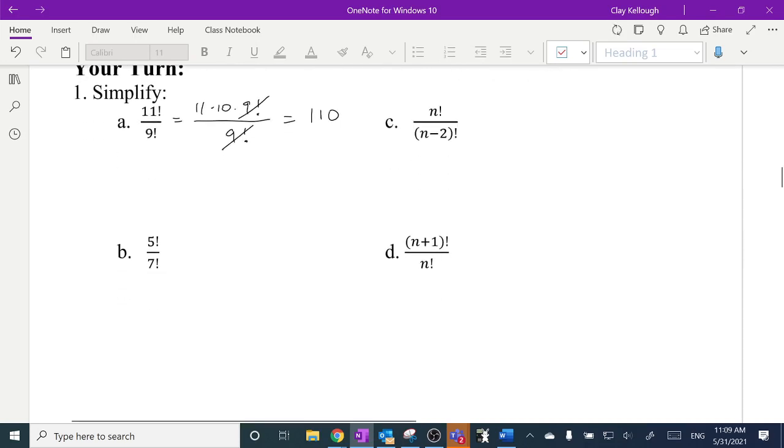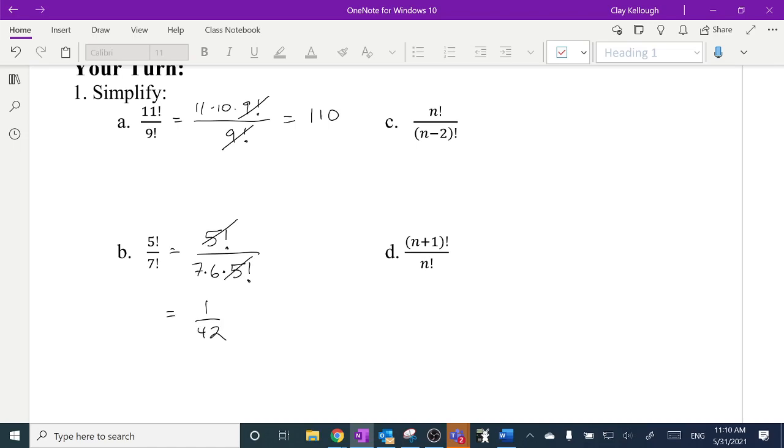Aha! Let's do that again for B. 5 factorial, I'll just leave alone. But isn't 7 factorial 7 times 6 times 5 times 4 times 3 times 2 times 1? And I can simplify the 5 times 4 times 3 times 2 times 1 to 5 factorial. There we go. No calculator required.